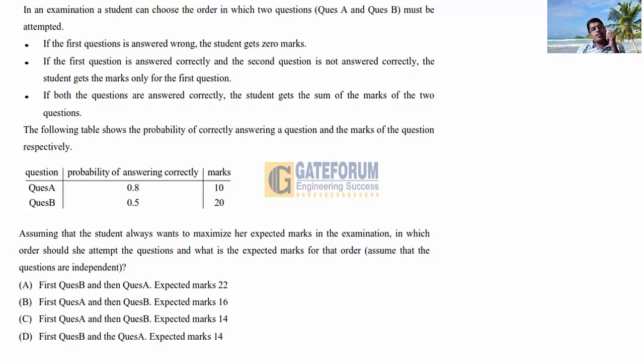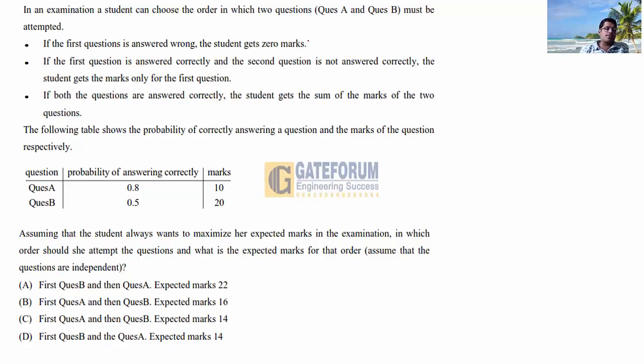So question A, he can attempt first, then question B, or question B first, then question A. So there are two cases to find expected marks. We are considering maximizing, and in which order they will get the maximum expected marks. So let us denote the random variable X with the total marks and P of x is the probability. So what does the total marks mean?